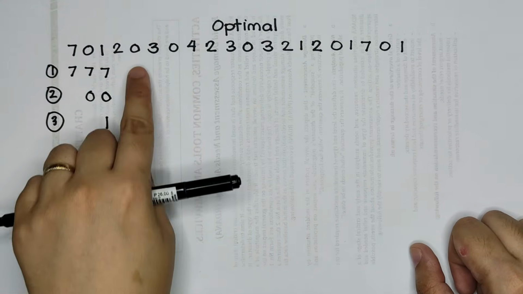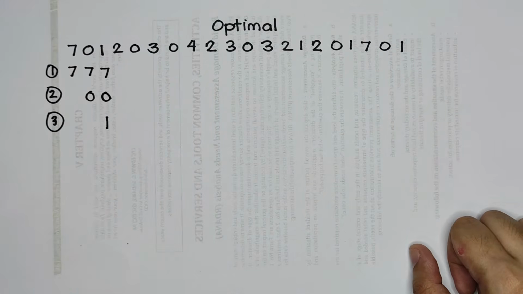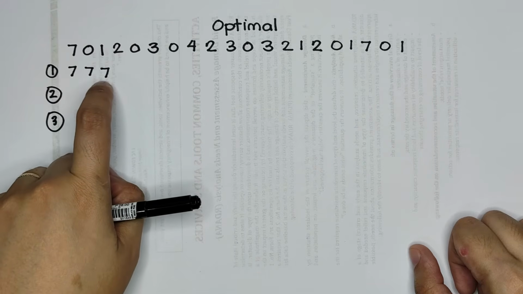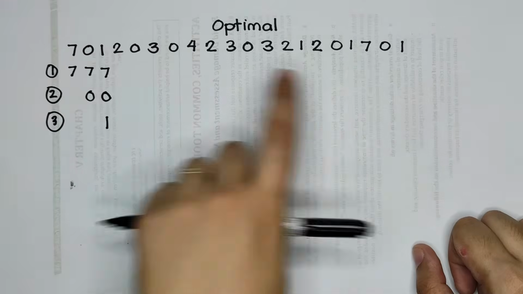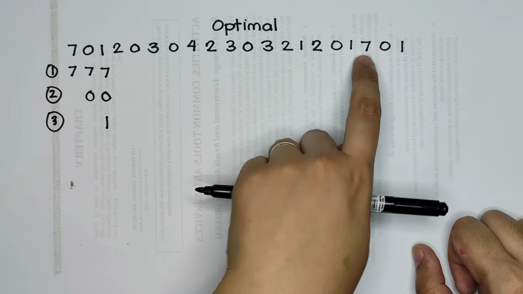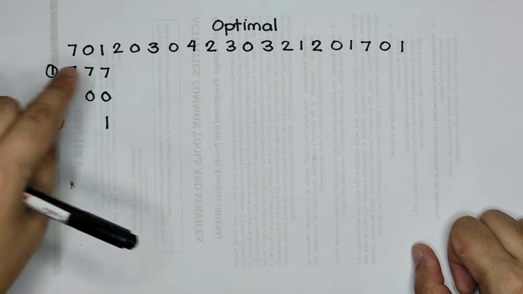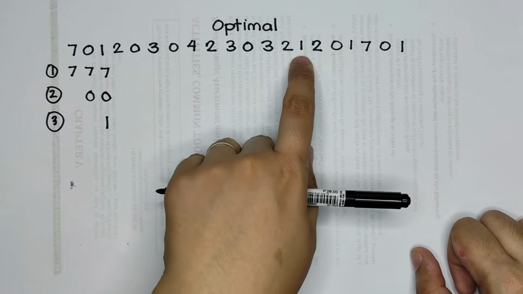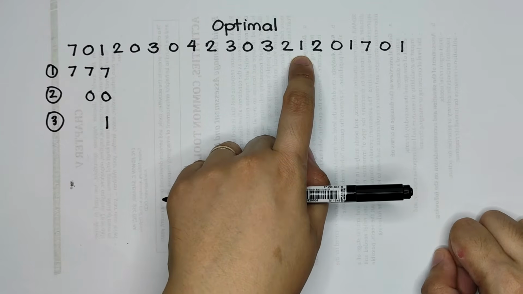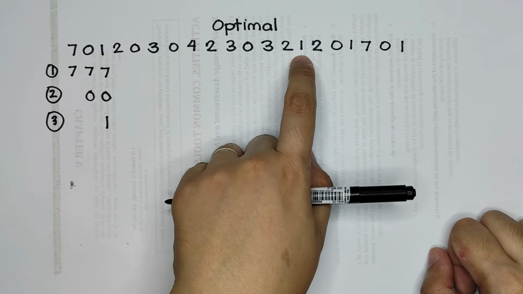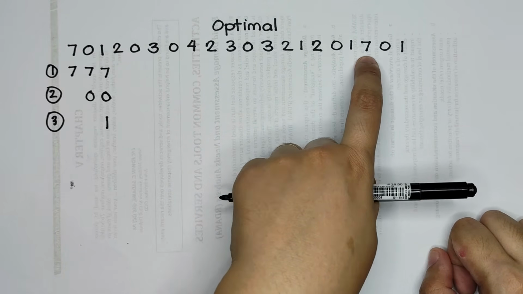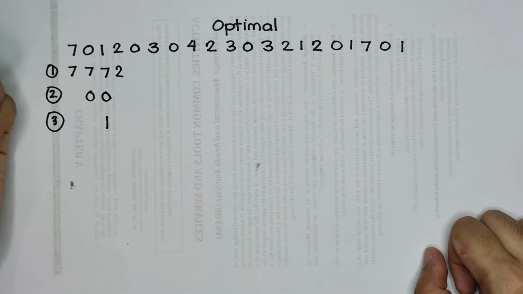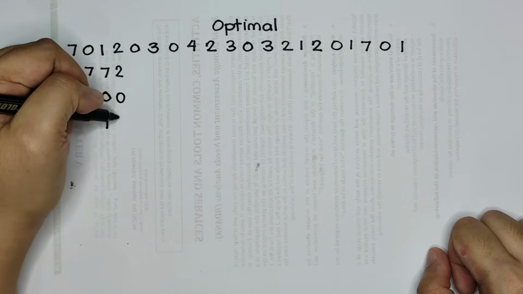So for optimal, it's like going to the future. Let's look at where the next 7 will be in the reference string. It's in here. Then 0 is just right after 2. And then we have 1, which is this one. So for the 3 values, which of them will not be used for the longest period of time? Actually, it will be 7. So you're going to replace 7 with 2, and then copy 0 and 1.